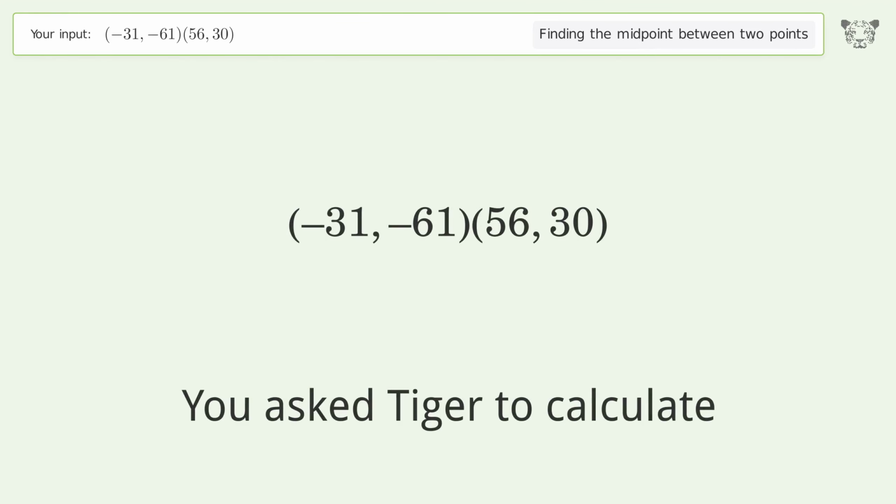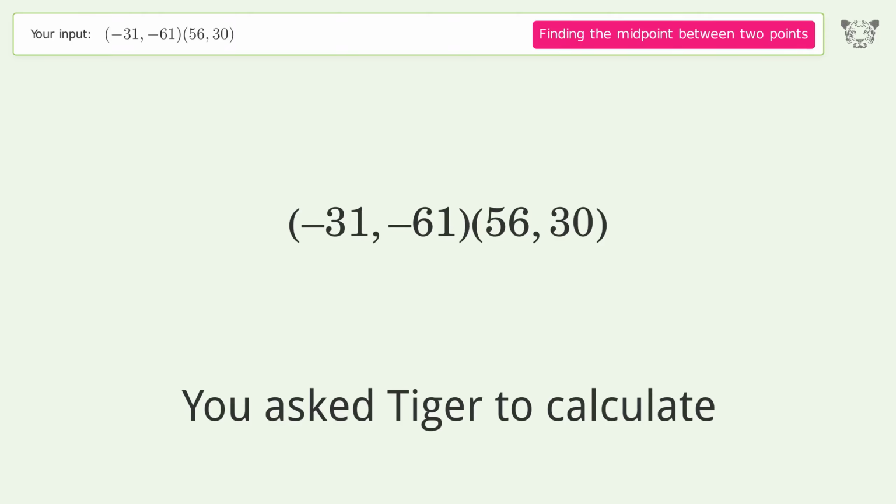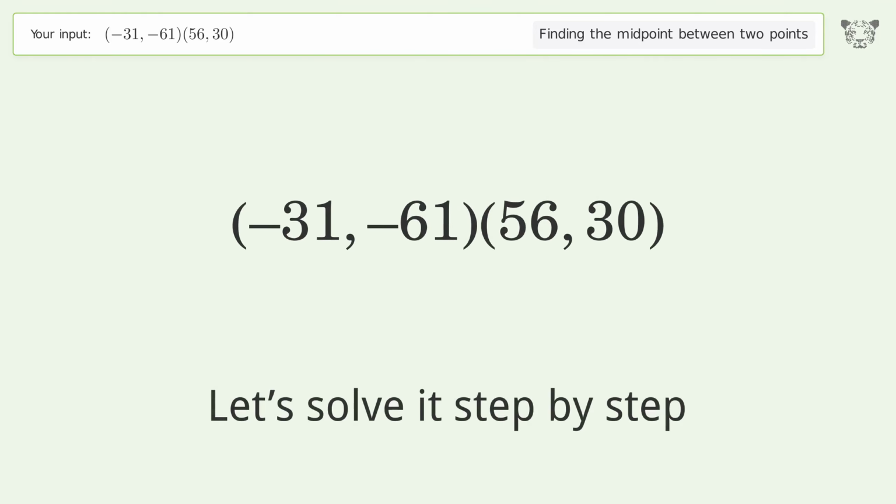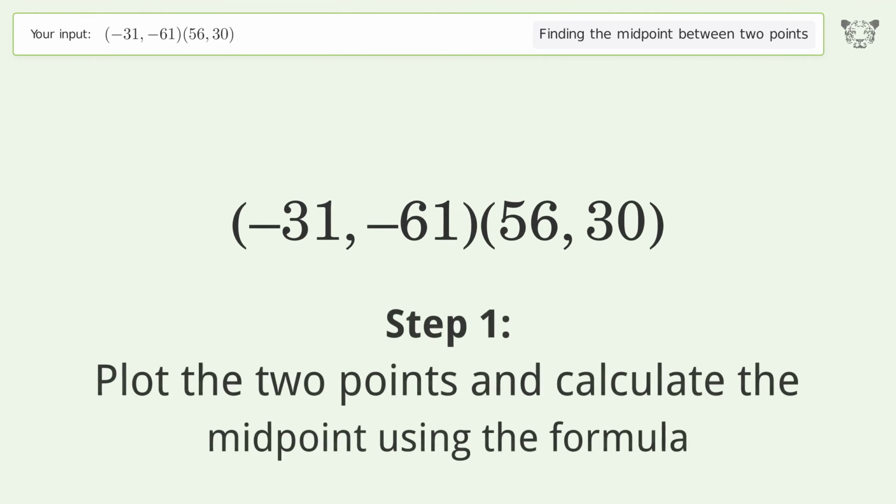You ask Tiger to calculate. This deals with finding the midpoint between 2 points. The midpoint between the 2 points is 12.5, negative 15.5. Let's solve it step by step. Plot the 2 points and calculate the midpoint using the formula.